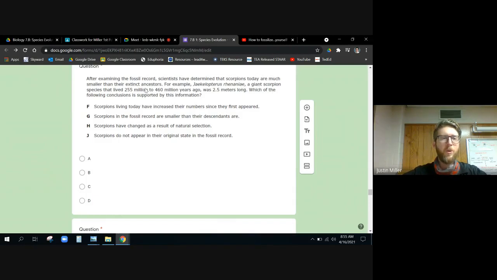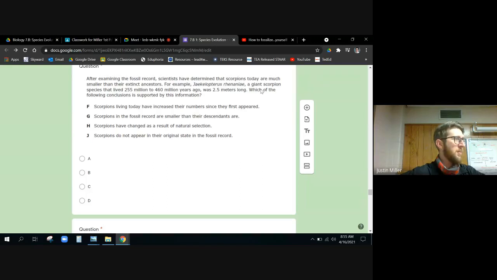A giant scorpion species that lived 255 million to 460 million years ago was 2.5 meters long. Do you know how long 2.5 meters is? That's 8 feet. Can you imagine an 8-foot scorpion? Yes. They found fossils of them that used to exist. Let that haunt your dreams.